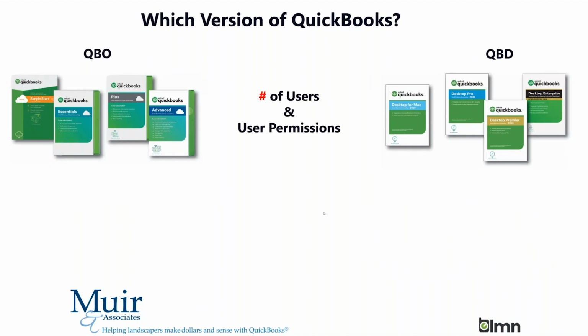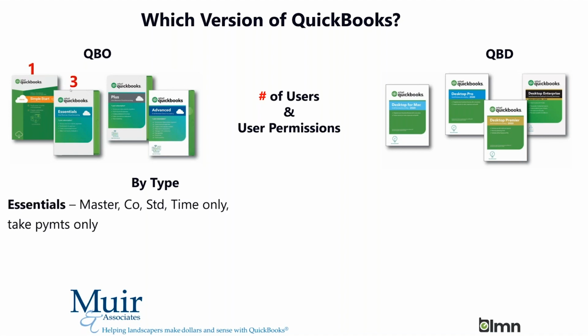The number of users, as I mentioned before, is going to be an area where things start to change. And so if you're in Simple Start, there's only 1 user. That's all you're going to do, and it is meant to be very simple. If you are in any of the other levels of QuickBooks Online, you'll find that permissions are set by type. And so if you're in the Essentials, you can have up to 3 users, so you can actually give someone time only or payments only if you wanted to.